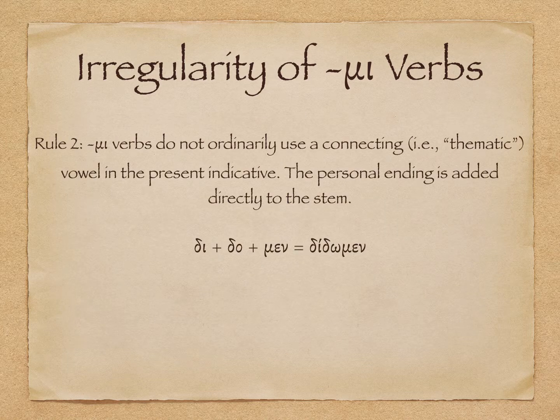Rule 2. Mi verbs do not ordinarily use a connecting or thematic vowel in the present indicative. The personal ending is added directly to the stem. And you can see that here. Do is our stem, reduplication, and we just have a lengthened connecting vowel from omicron to omega, and we'll talk about that as a characteristic of mi verbs in a moment as well.